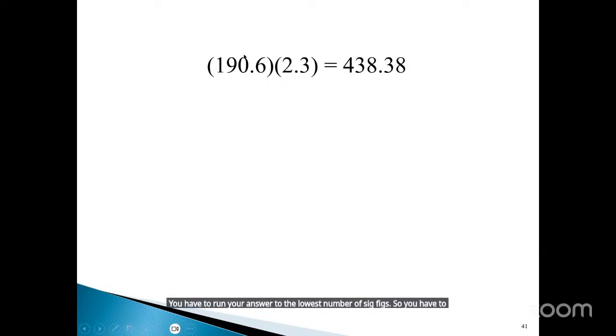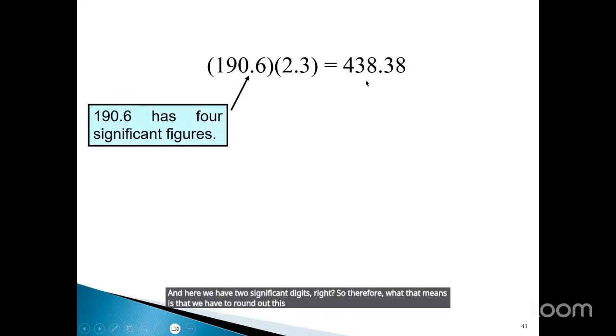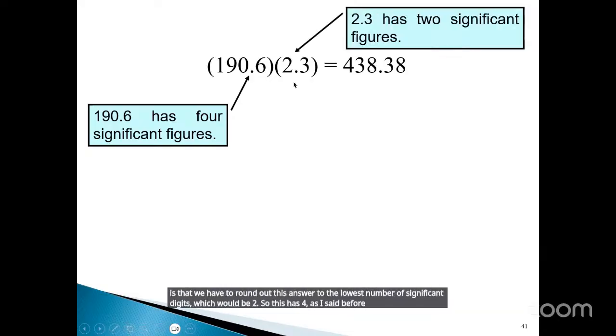So you have to look at these two numbers here and identify the number of significant digits represented here. Here we have 4 significant digits, and here we have 2 significant digits, right? So therefore what that means is that we have to round off this answer to the lowest number of significant digits, which should be 2. So this has 4, as I said before. This has 2, all right?